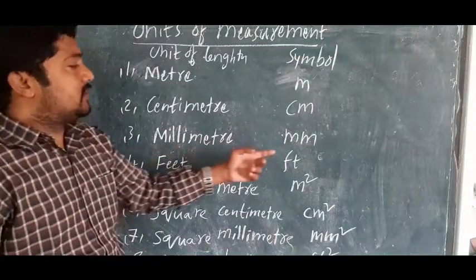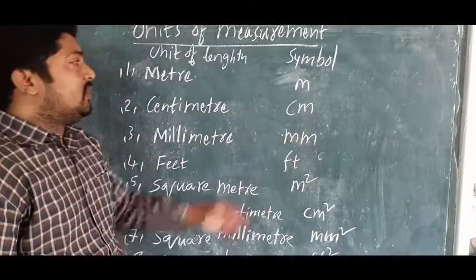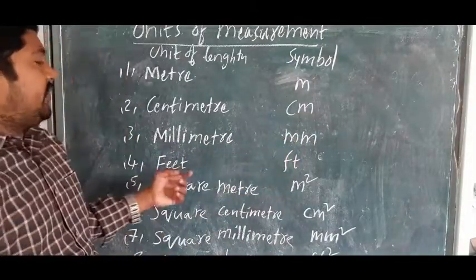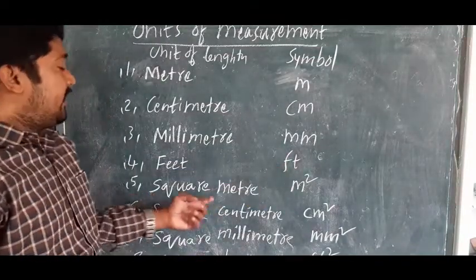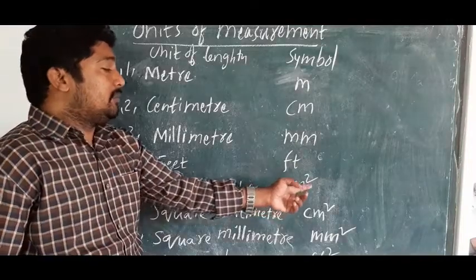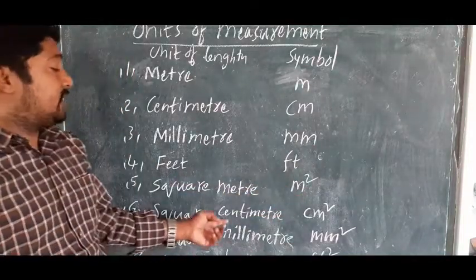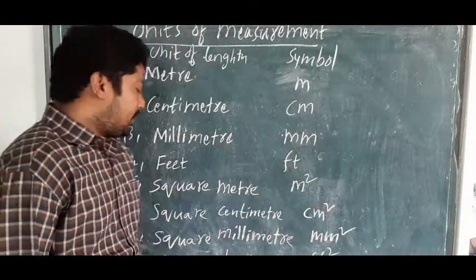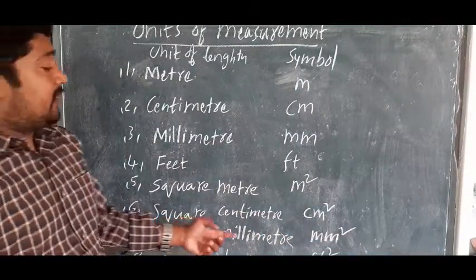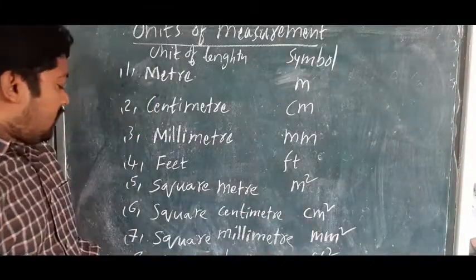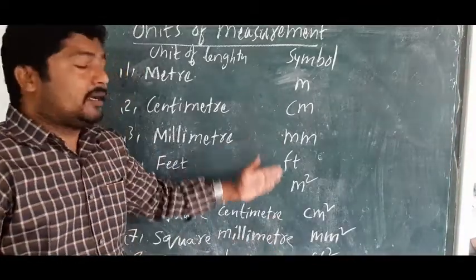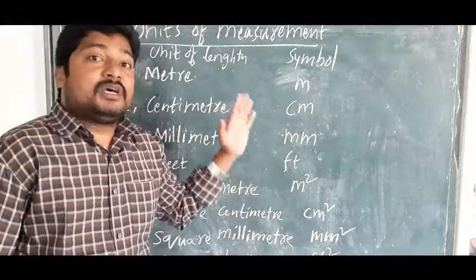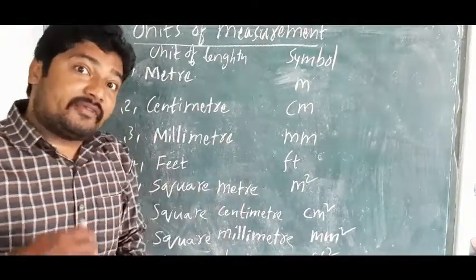Next, millimeters, mm, it will come. These are the symbols. Now feet, so small f and e. Next square meters, m square. So square centimeter, cm square. Square millimeter, mm square. Square feet, ft square. So these are the common symbols we can easily identify.